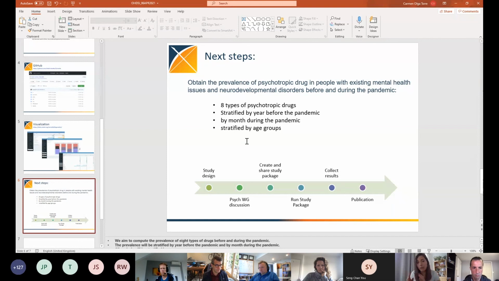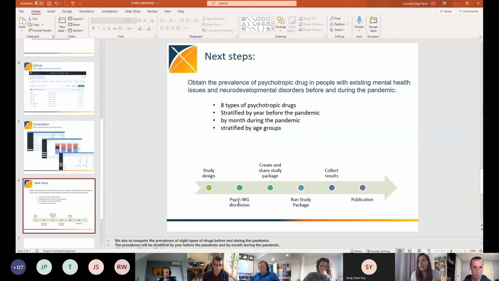And specifically for the pandemic, so we talk about 2020 and potentially 2021 data, we want to see the stratification made by month, because it might be of different interest according to the country and the different lockdowns, and you can imagine also the different drug patterns. Obviously, we are going to stratify them by age groups.